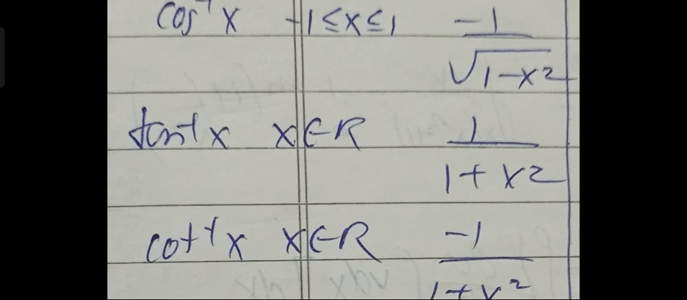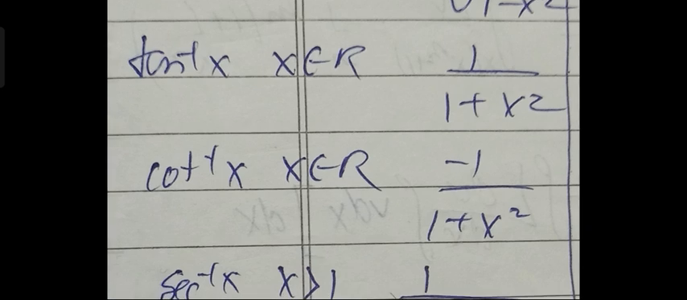The other is tan inverse of x, where x belongs to R. Here the condition is important that x belongs to R, and its differentiation is 1 divided by 1 plus x square. Other important is cot inverse x. Here also x belongs to R, and its differentiation is minus 1 divided by 1 plus x square.